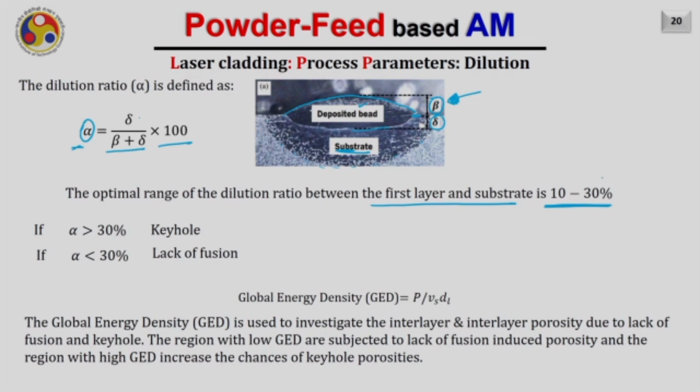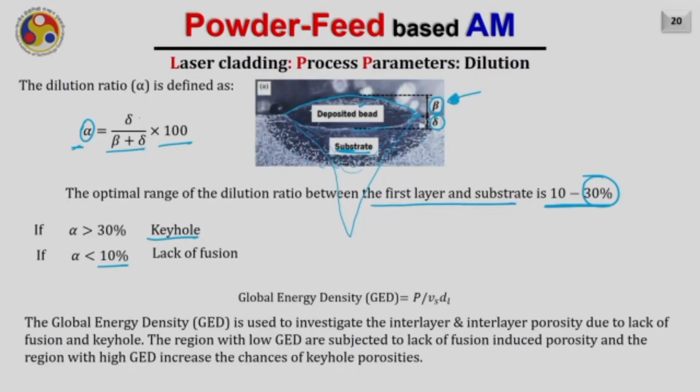What happens when we go beyond 30%? Keyhole effects occur, meaning high penetration into the substrate occurs, and it keeps giving you the keyhole effect, which is not really desirable in additive manufacturing, because in that case you may even destroy the previous feature which you have deposited. For example, you have deposited an overhang, and the overhang feature is only 2-3 mm. Now you are depositing onto this overhang zone with a very large dilution. So what you will end up doing is destroying this feature itself.